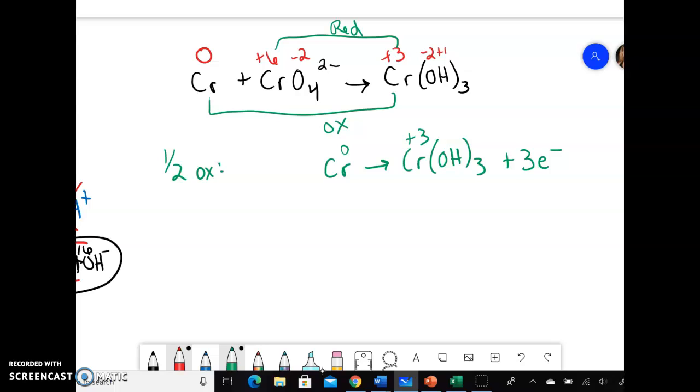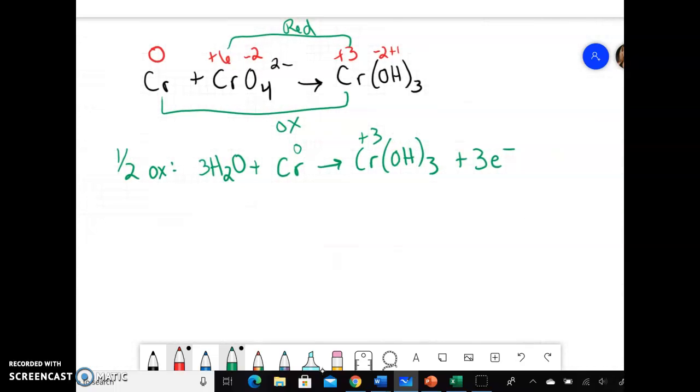Then we need to fix oxygen next. Remember, when you change oxygen, you're going to change to H+. So let's do oxygen before we try to do hydrogen. We have 3 oxygens on the right, so we're going to add 3 waters over here. And the last thing are the hydrogens. We now have 6 hydrogens on the left and 3 on the right, so we need to add 3 H pluses to balance that.